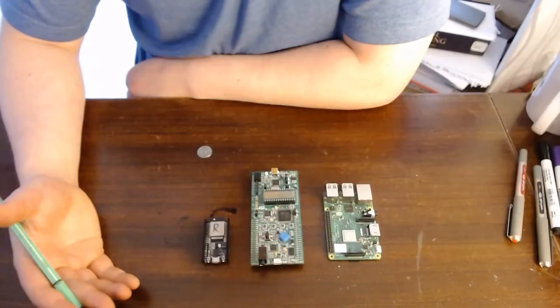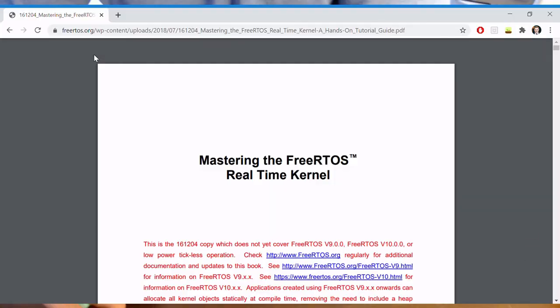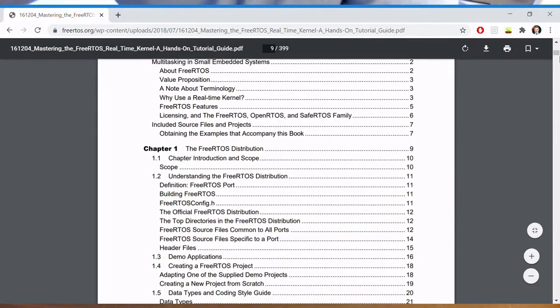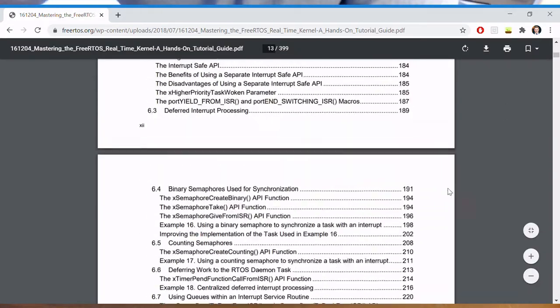So take a look at this diagram, but I'd really like to talk a bit more about Richard Barry's book for a quick second, which is a great resource if you'd like to learn more about FreeRTOS. I really only talked about task management here, and he goes on to a lot more.